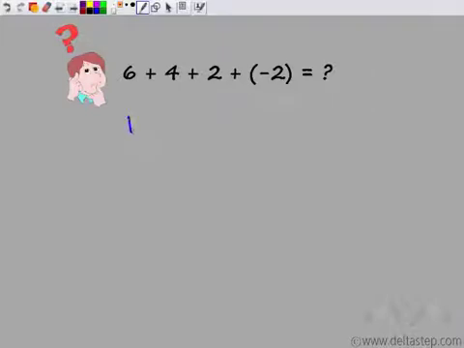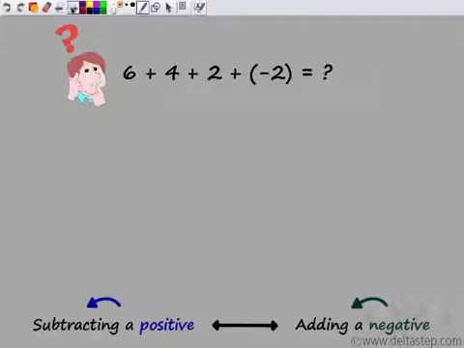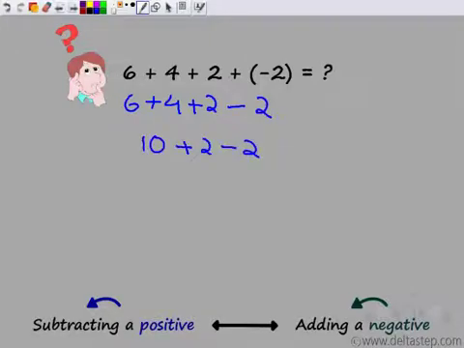6 plus 4 gives me 10. Plus 2 and plus minus 2. Now adding a negative. We know adding a negative is the same as subtracting a positive. So instead of adding a negative, I can subtract the positive. So this would become 6 plus 4 plus 2, and adding a negative becomes subtracting a positive. So this would be 6 plus 4 gives me 10, plus 2 minus 2. 10 plus 2 is 12, minus 2 is again 10. So we see that we again come back to 10.